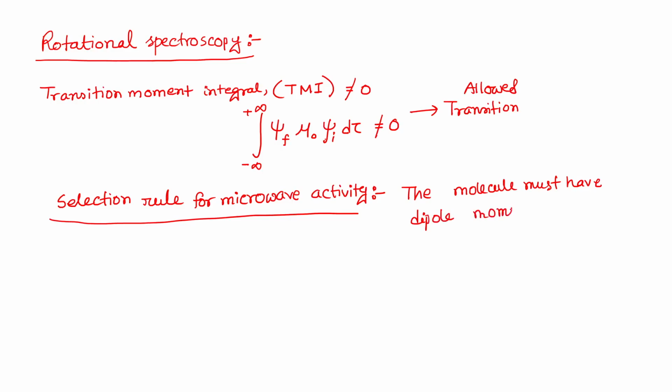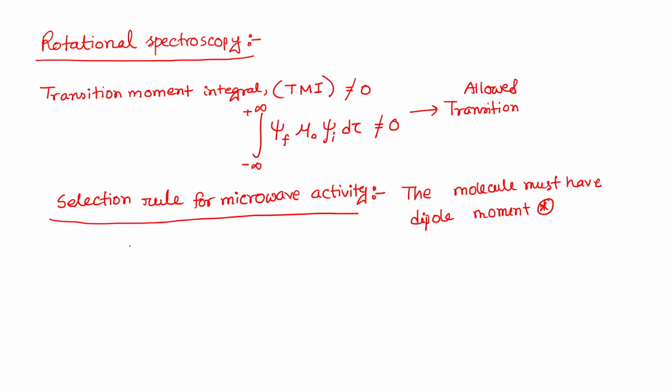So oxygen, chlorine, nitrogen, this kind of molecule is not microwave active. Generally HCN, CHCl3 chloroform, carbon monoxide, these are microwave active. For these molecules, we can get a microwave spectrum or rotational spectrum. So this is the first condition, the star condition.